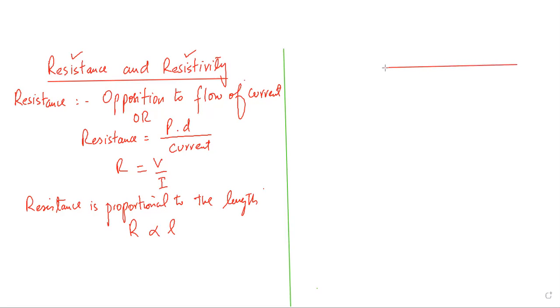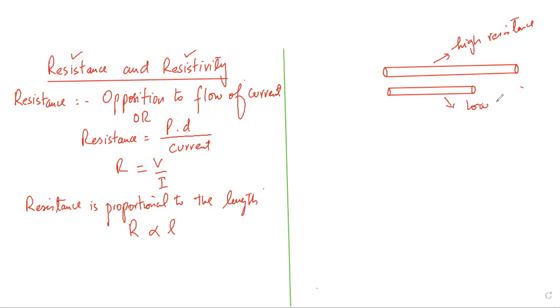I can show it to you like this. If we have a wire this much length, and the same sort of wire, same diameter, but the length is short, then the upper wire will have a longer length and larger resistance, high resistance. This one has a low resistance because its length is less. Is that clear?